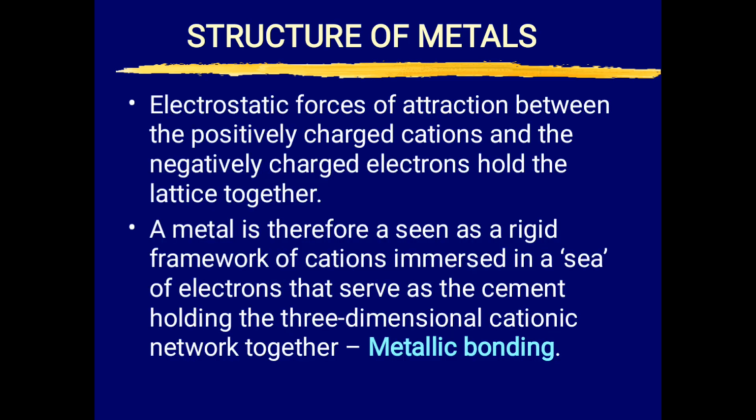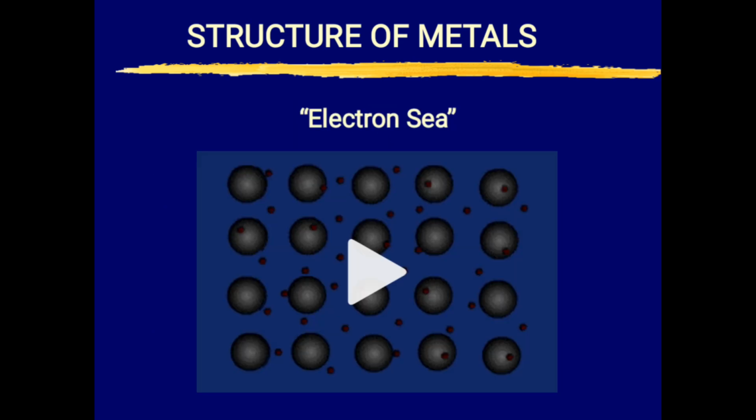A metal is therefore seen as a rigid framework of cations immersed in a sea of electrons that serves as a cement holding the three-dimensional cationic network together. So to describe the structure of a metal, a metal is a rigid framework of cations immersed in an electron sea, which serves as a cement holding the three-dimensional cationic network together. And this is how it is.